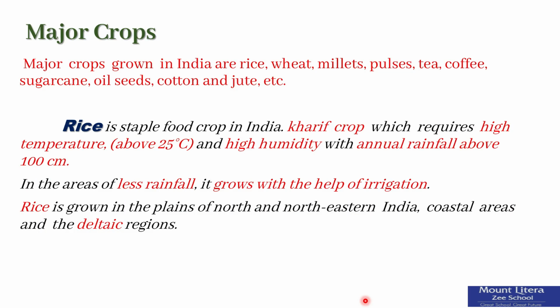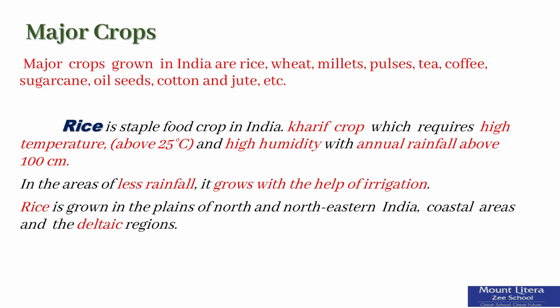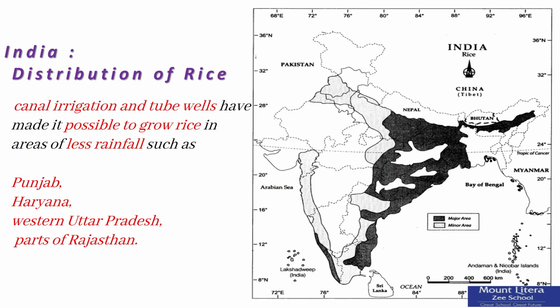Rice. It is the staple food crop of a majority of the people in India. Our country is the second largest producer of rice in the world after China. It is a Kharif crop which requires high temperature and humidity. Rice is grown in the plains of north and northeastern India, coastal areas and the deltaic regions. Irrigation has made it possible to grow rice in areas of less rainfall such as Punjab, Haryana and western Uttar Pradesh and parts of Rajasthan. Look at the map. Majority of rice production is in the eastern side.